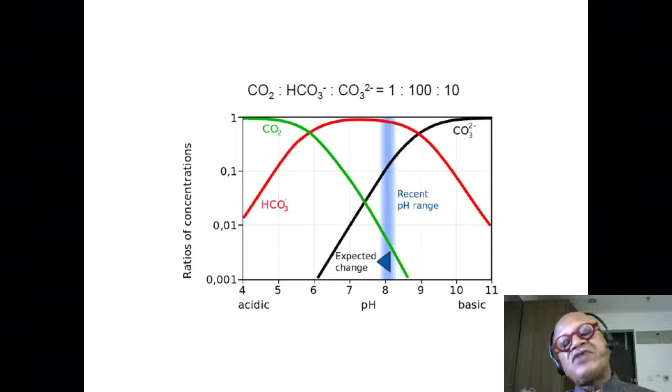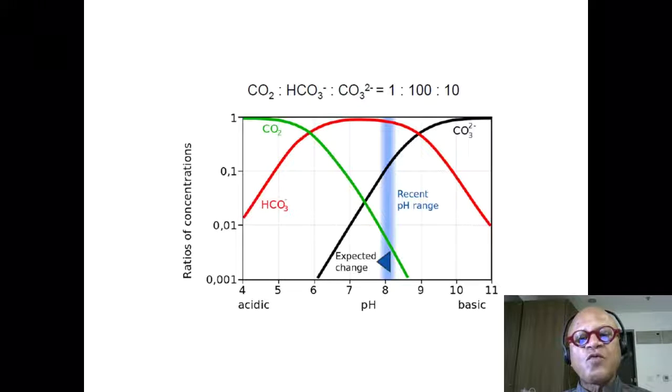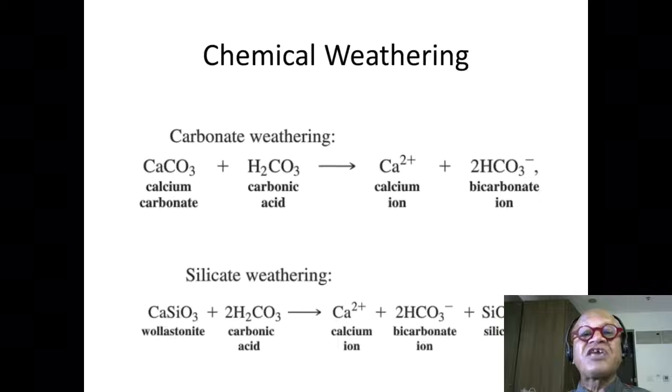So the buffering ability tries to keep the pH constant by moving things around. CO2, HCO3 minus, and CO3 2 minus occur in a ratio of 1 to 100 to 10. But you can see that as CO2 increases, carbonate ion drops off quickly. HCO3 reacts a little bit slowly, but it also eventually drops off. So you end up with reducing pH. This is our essential ocean acidification, right?